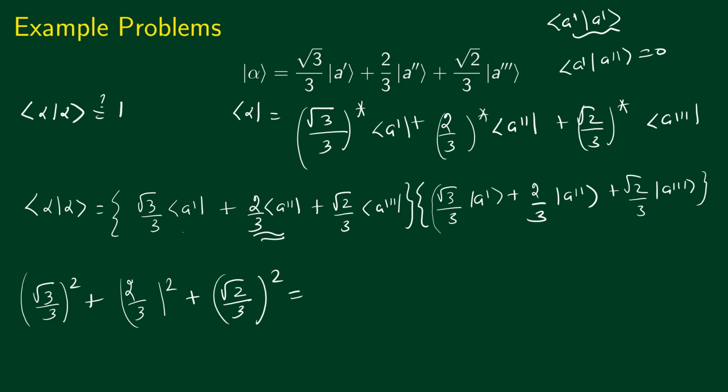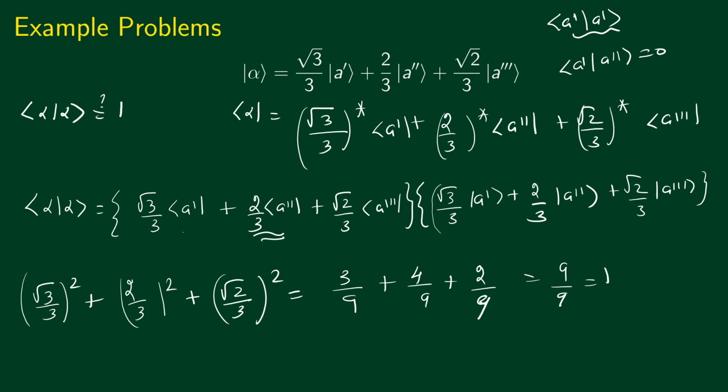What is this equal to? Let's square each term. This is 3 divided by 9 plus 4 divided by 9 plus 2 divided by 9, which is simply 9 by 9 and is equal to 1. So the state is normalized. The state is normalized.